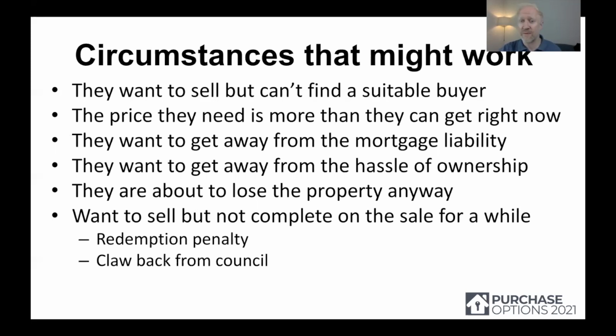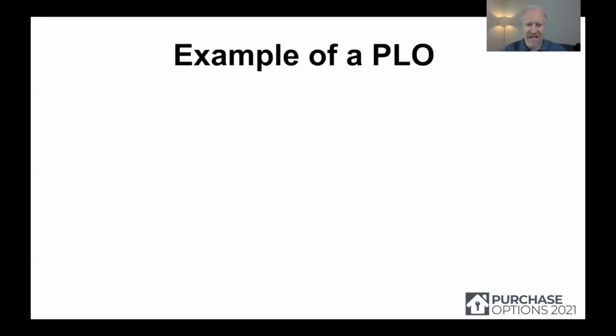Maybe they bought the property from a council and there's a clawback if they sell it within a certain time period. Or maybe there are taxation reasons. Maybe they've got a portfolio, they want to sell a number of properties, they want to sell one each tax year to minimize the capital gains tax by maximizing their personal capital gains tax allowance. So there are lots of reasons why someone might want to sell a property, but they're okay with not selling it now, but selling it in the future.